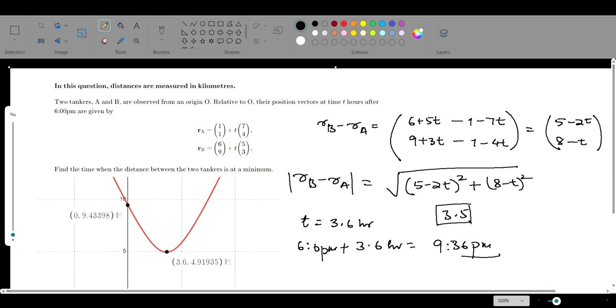0.6 multiplied by 60 gives 36, right? This 0.6 is in hours, and to check how many minutes it will be, 0.6 times 60. That is 36 minutes. Okay, so it's 9:36 PM basically.